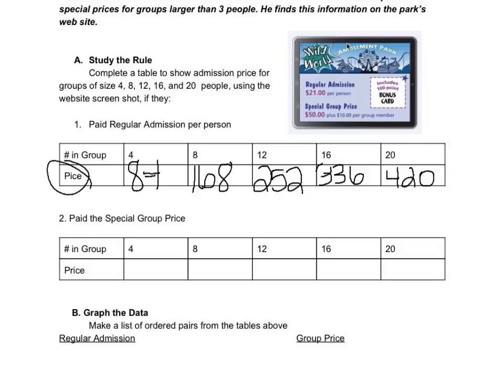If you are unsure of how I got those, for each one of those categories, I took the number of people, so for instance 4 people, and then I multiplied that by the cost per person, $21. So then for 8 people, I did that there were 8 people going into the park, multiplied that by the cost for each person, 21. And I did that for 12, 16, and 20.